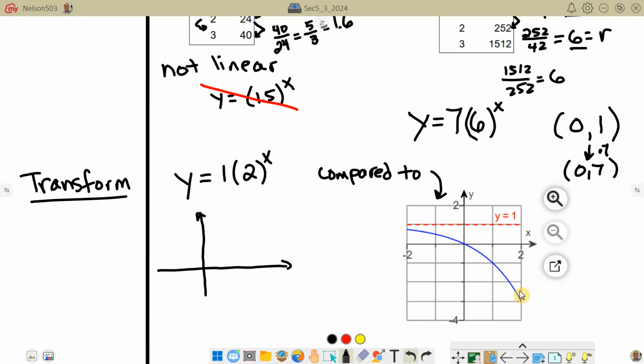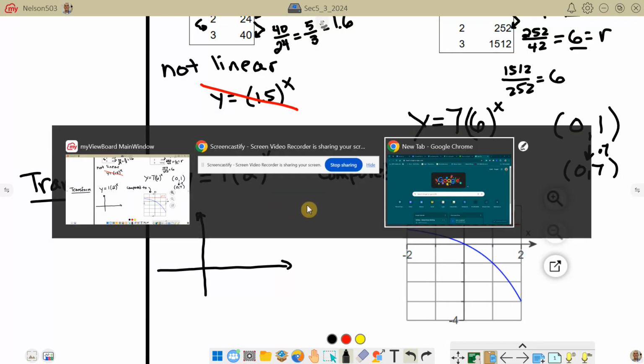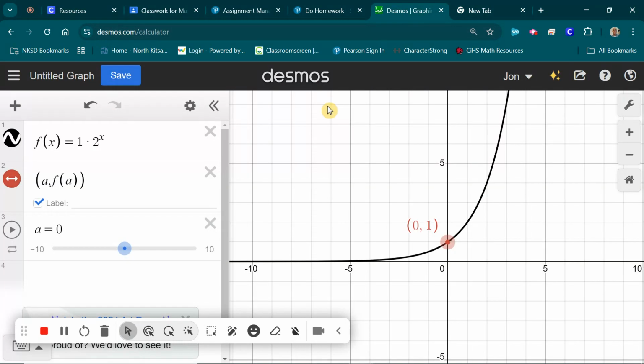But they also tell us in the problem, hey, fit an exponential function to this guy. So let's look at the most basic exponential function. And I'm not going to use letters down here. I'm going to use actual numbers, like a 1 there and a 2 here, okay? So I'm going over to my good old friend Desmos, helps me see things here. So 1 times 2 to the x, here it is. It's that black function right there.